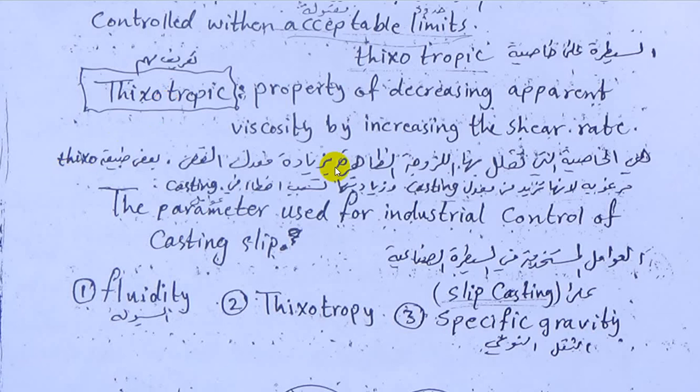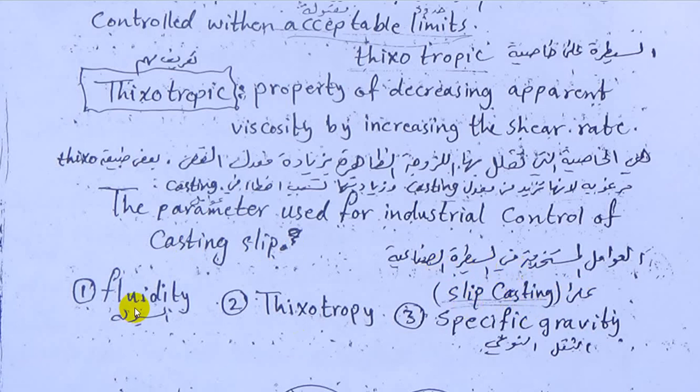The physicality of the thixotropy is pretty much desirable, because it can increase the rate of the casting, and the increment of the rate of casting will cause slip casting glitches. The parameters used for industrial control of the casting slip.